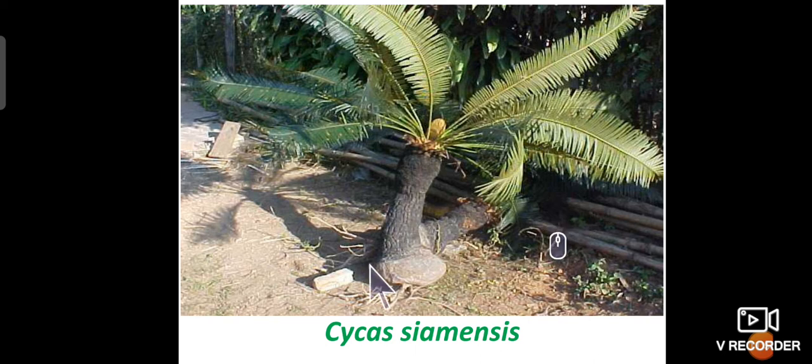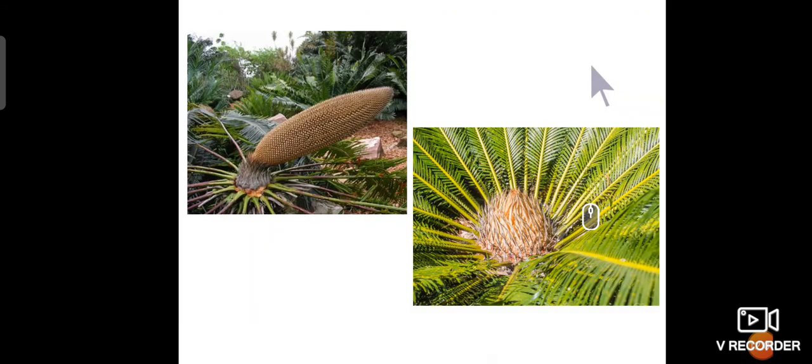These plants are also quite short. The height is usually 2 to 3 meters, and they also have long leaves. You can see these foliage leaves. The male cones of Cycas siamensis are ovoid oblong in shape, and in the second picture on the right, the megasporophylls are pectinate along the margins and bear ovules, only about 1 to 2 ovules.